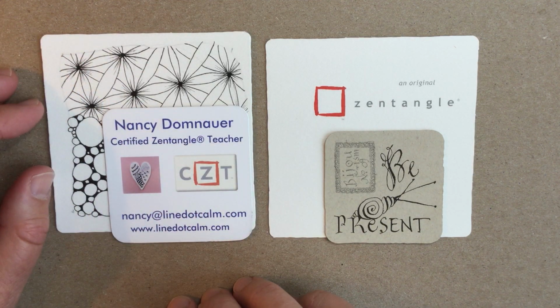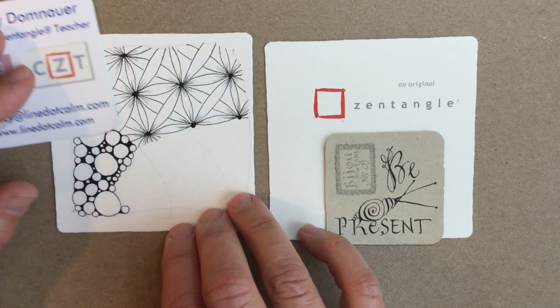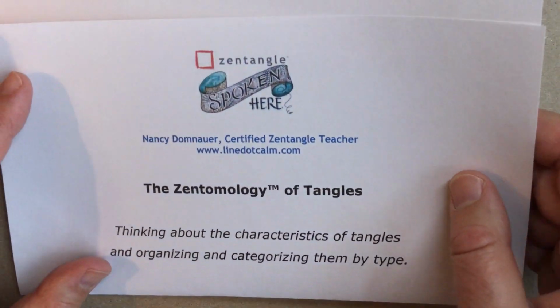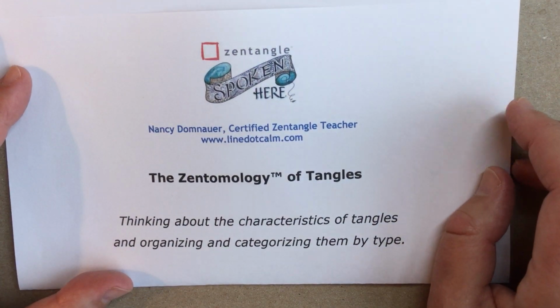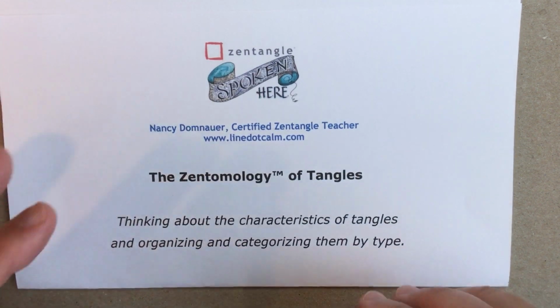Today I would like to share a new pattern I've discovered, and we'll tangle it here on this tile. But first, let me talk about the zentomology of tangles. You might have heard this term, and it's a way of thinking about the characteristics of tangles and organizing and categorizing them by type.